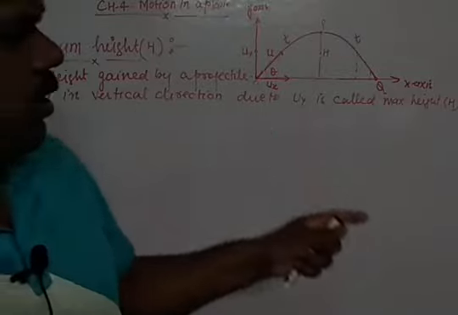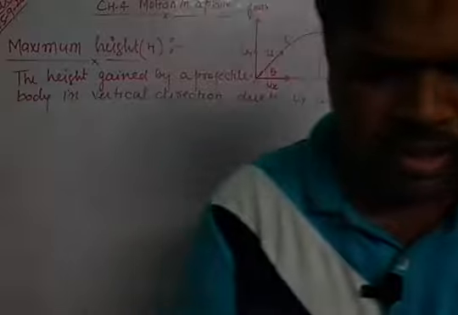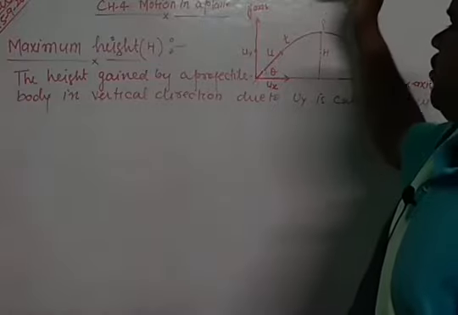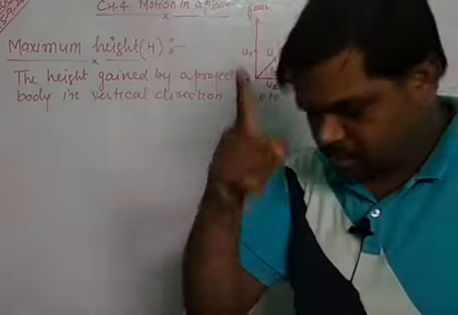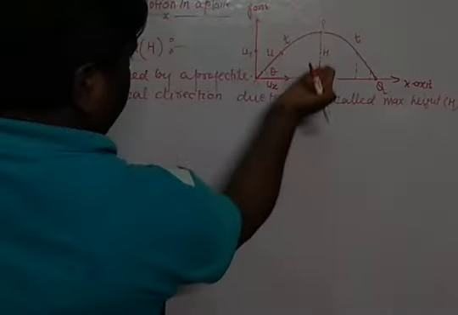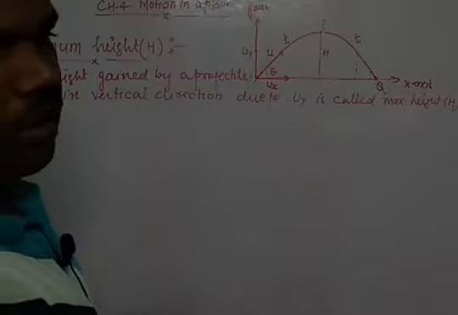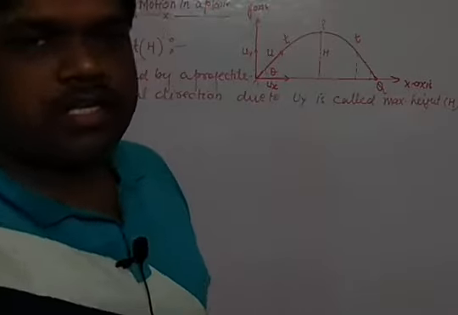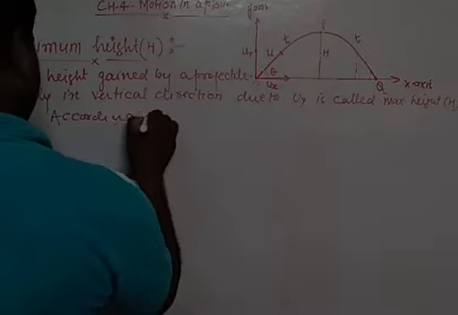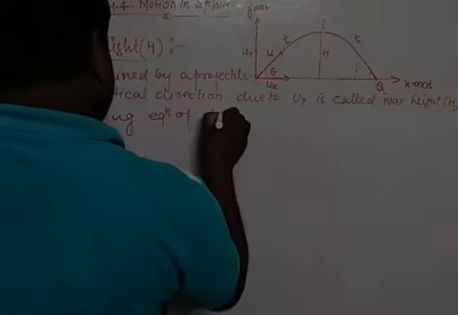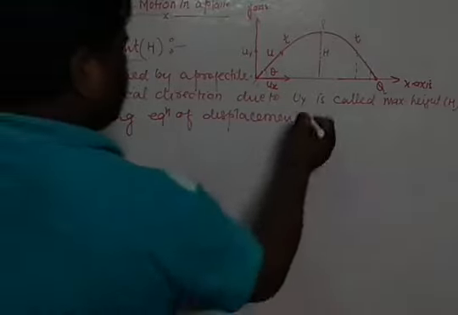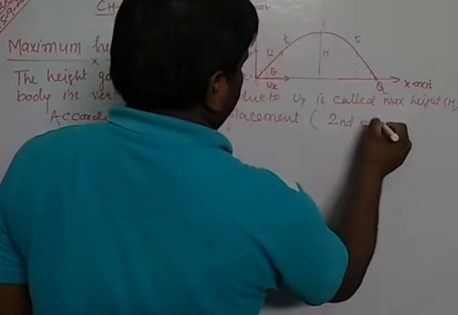So which component of the resultant velocity is responsible for this projectile body to attain its maximum height? Definitely uy, that is the vertical component of velocity, is the only one responsible. So the vertical displacement is the maximum one, you may say. So again we have to use the displacement equation, that is, the second equation of motion.